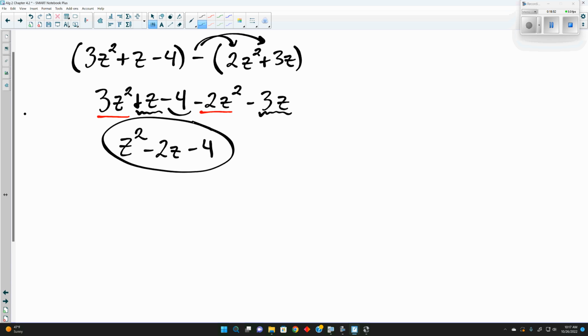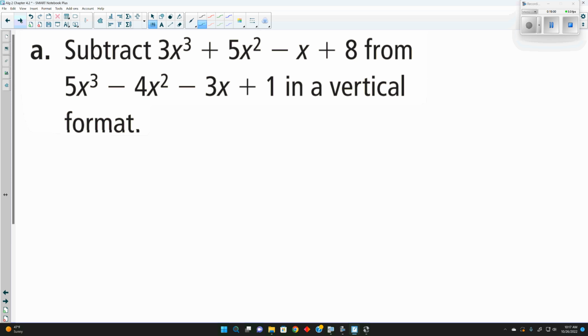So on the homework, I will let you pick whichever method you like better, vertical or horizontal. We'll look at one more and then move on because I don't think we need to do too many of these with addition and subtraction. This is just reiterating combining like terms.